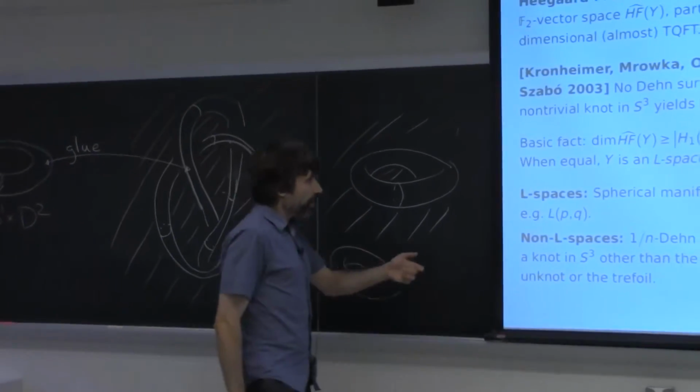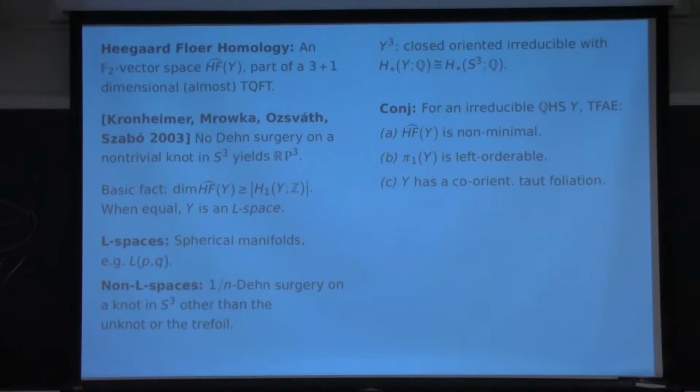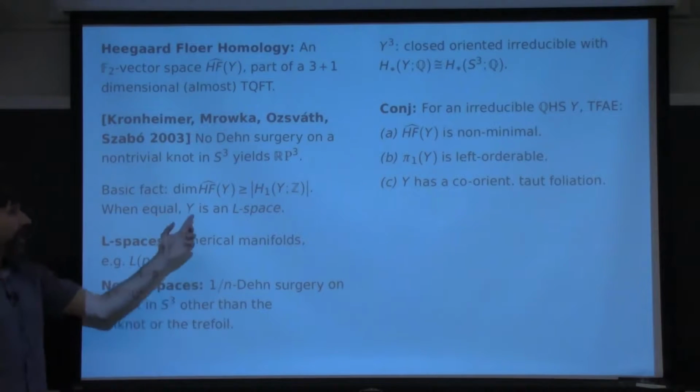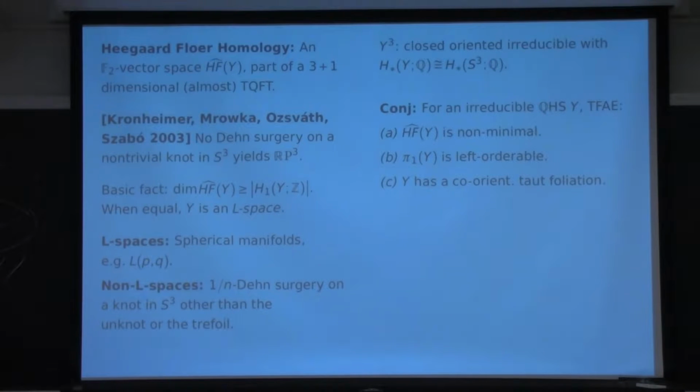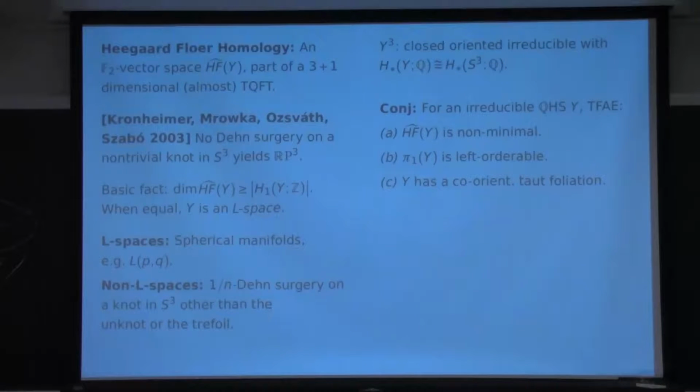And so when you have an equality here, when you have as little Heegaard Floer homology as possible, that's what's called being an L space. And the name comes from the basic example of such manifolds, namely anything that has a spherical geometry. So in particular, a lens space L(p,q), its Heegaard Floer homology has dimension exactly equal to p. And you can then think of these L spaces as generalizations of lens spaces from the point of view of Heegaard Floer homology.